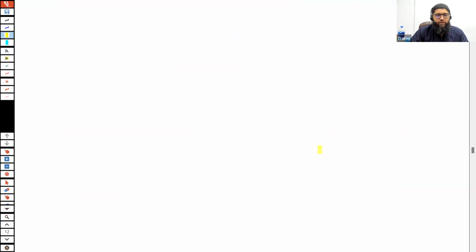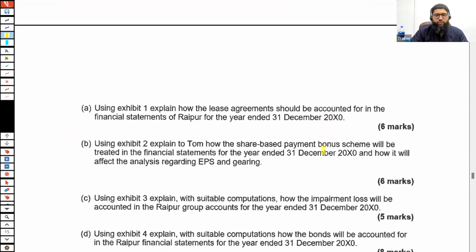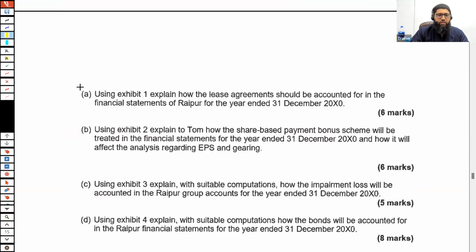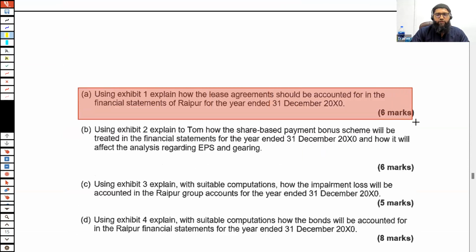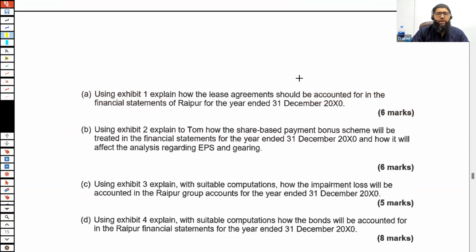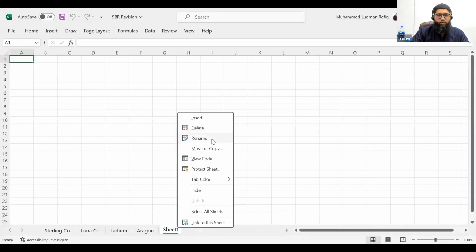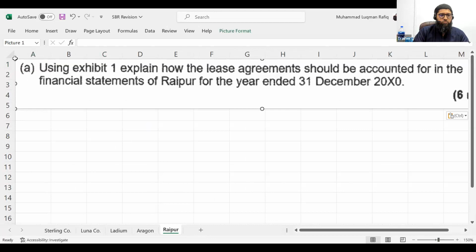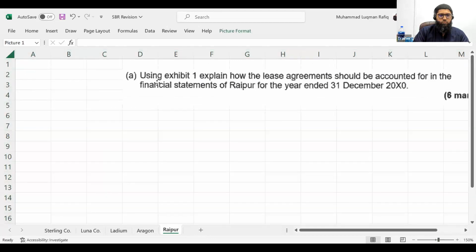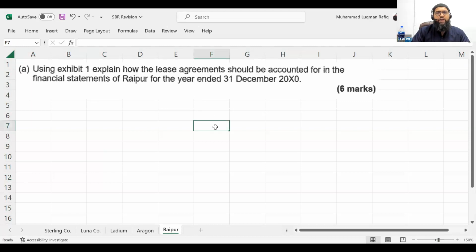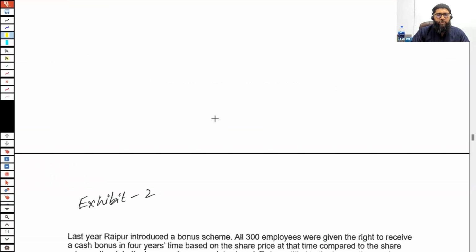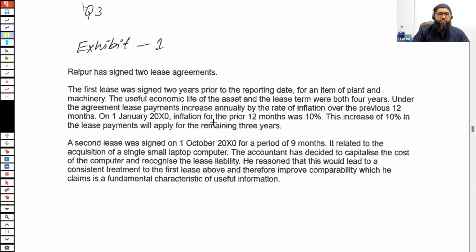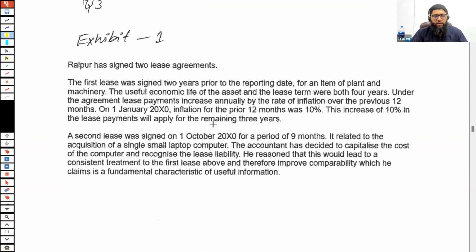Now let's just try to see what exactly is the information that he is asking us to answer. First of all, it says, using exhibit number 1, explain how the lease agreement should be accounted for in the financial statements of Raipur for the year ended 31st December 20X1. So it says how the lease agreement should be accounted for in the financial statement of Raipur for the year ended so and so. Now let's just try to understand this. Exhibit number 1, can you just give it a try, please?